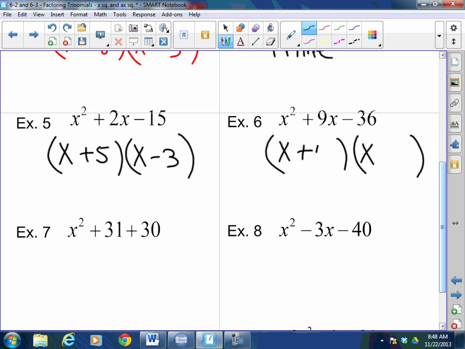Nice. Positive 12 and negative 3. That was great. 12 times negative 3 is negative 36. 12 minus 3 is 9. Number 7. What times what is 30, but when added together is 31? Oh, this class is just going to go on fire, man.